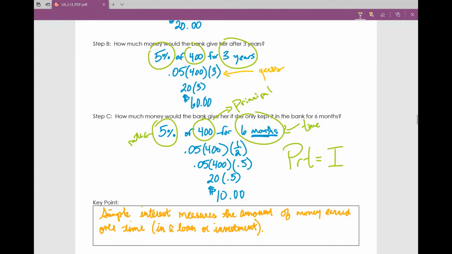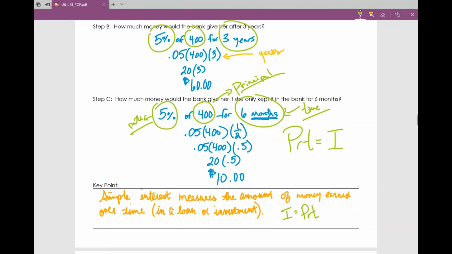So you can even write that in the key point box. This is our new formula that we're working with: interest equals principal times rate times time. And you're going to want to write out these full words as well somewhere, wherever you got room. And now that we have this, we can try our interaction with new material.